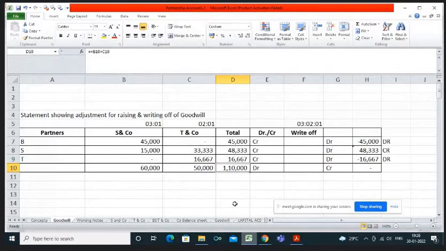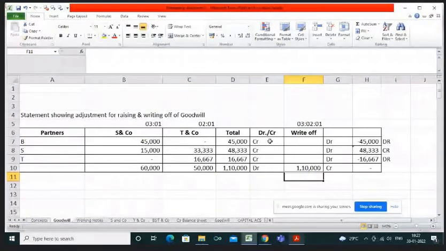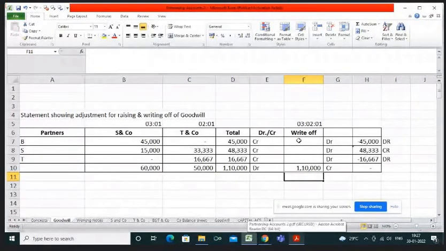But what the new firm is saying is that they should not show it. So the process is called write-off of goodwill. 1,10,000 goodwill is there, but we don't want to show it. So we are going to write it off. How much will you write off? You have to write off 1,10,000. So in which ratio will we write it off? In the profit sharing ratio in the new firm.